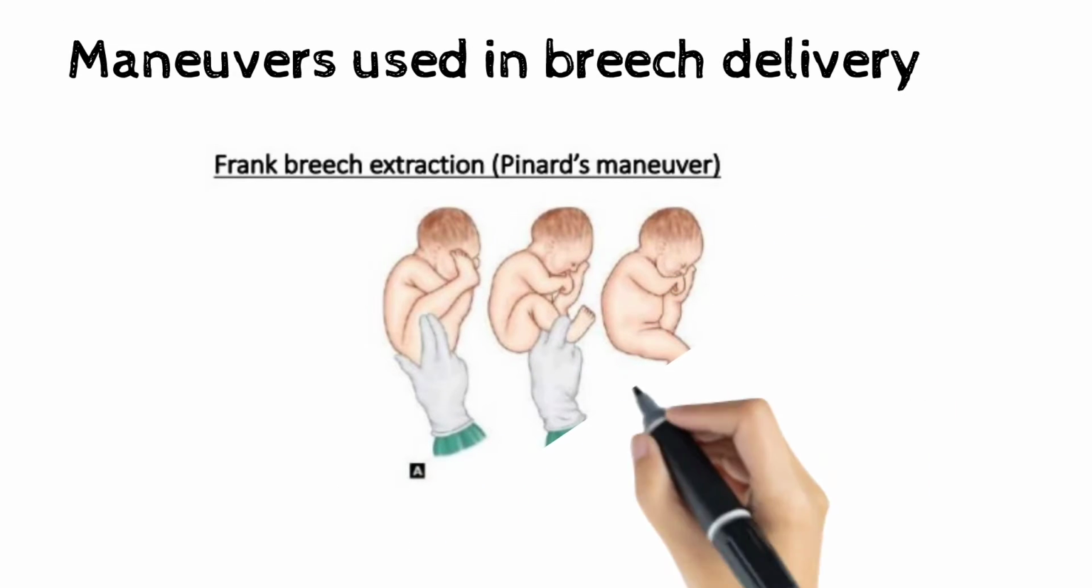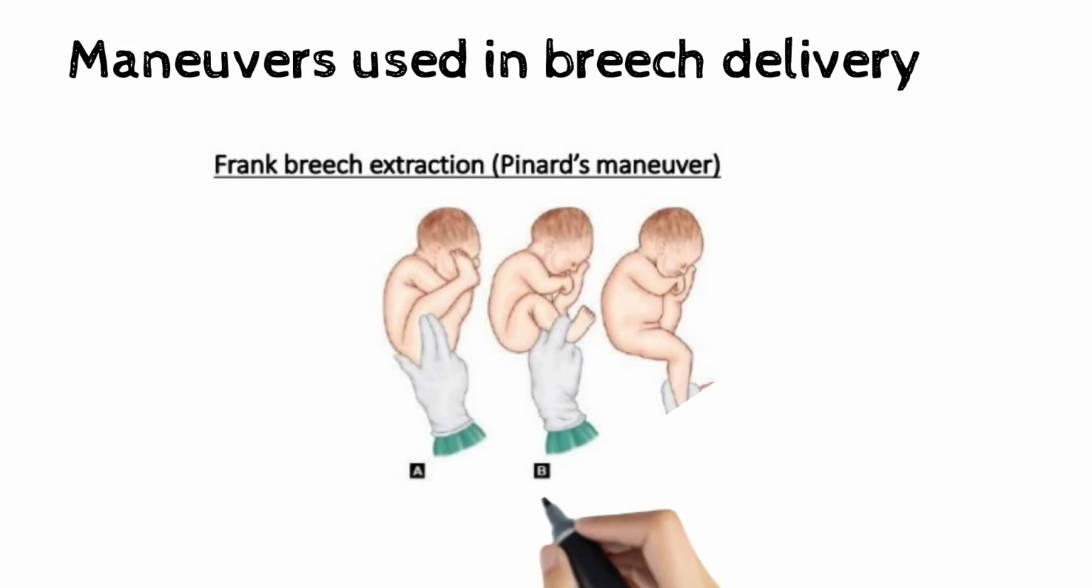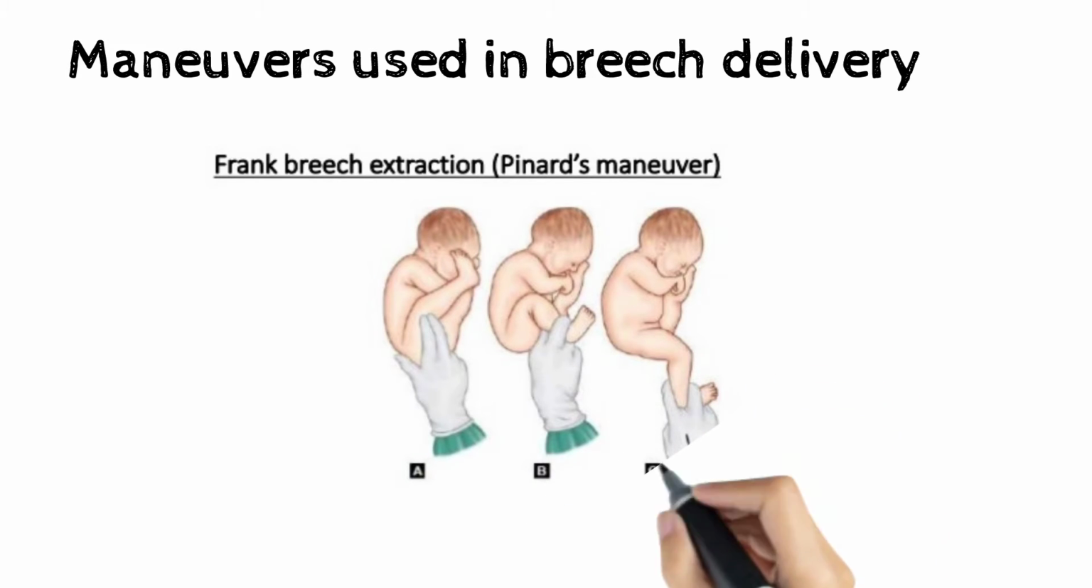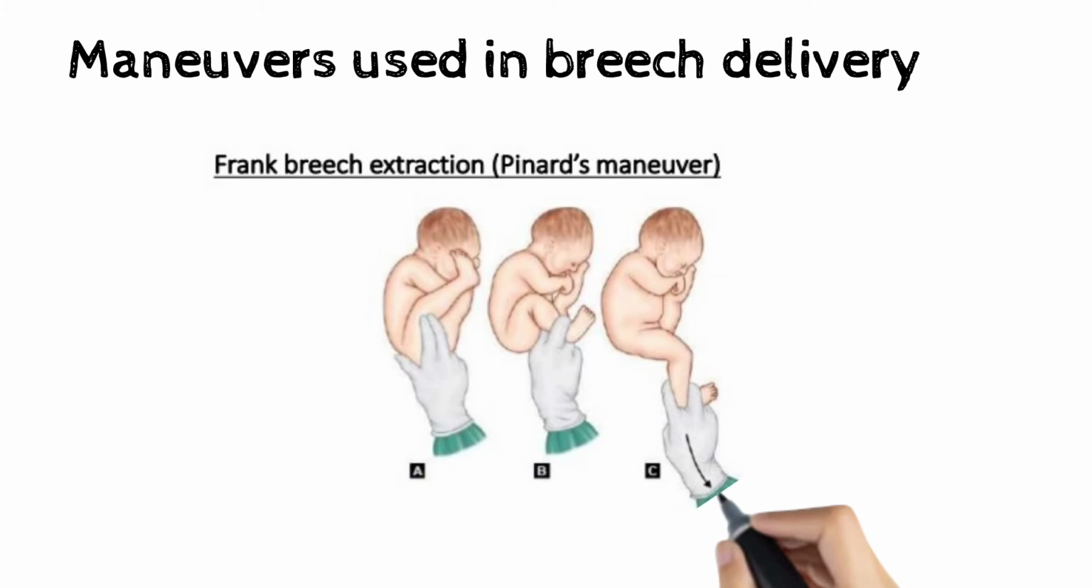When the buttocks distend the perineum, that is the climbing up of the perineum, then we will give the episiotomy. The first maneuver that we will use is Pinard's maneuver. This one is used in breech delivery. We have to unlock the popliteal fossa in the frank breech, and we have to deliver the breech. Then second is shoulder delivery.